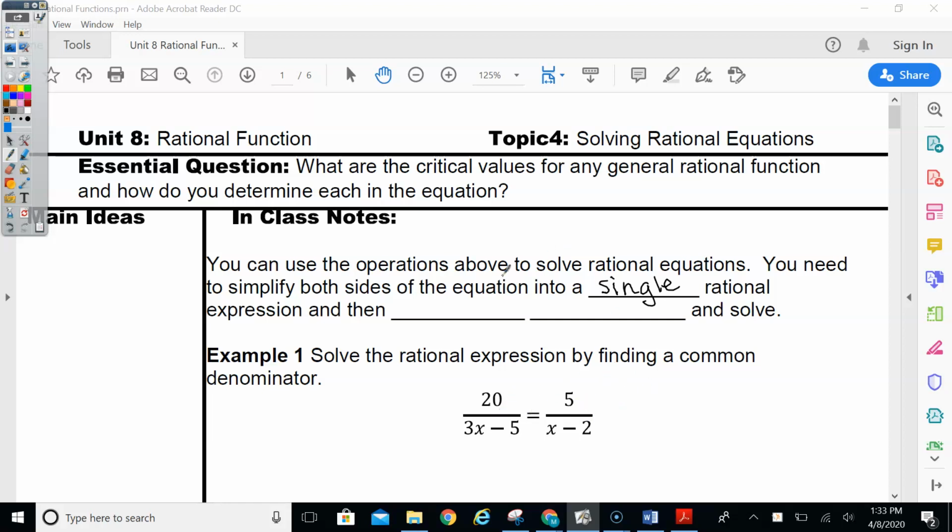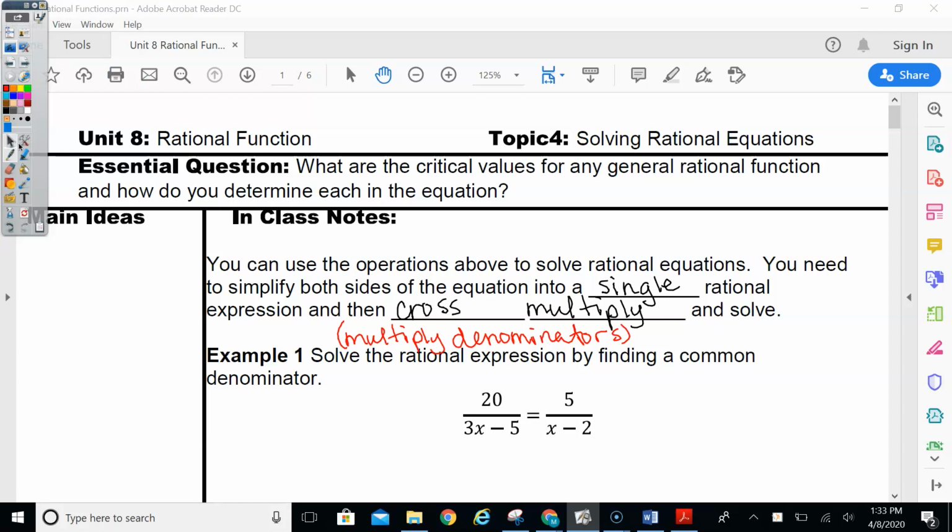Once you simplify it to one fraction, then you can cross multiply to solve. Another way to say cross multiply, because you're not going to see that all the time, because what does cross mean? Some people get their x confused with straight across. So instead of cross multiplying, we're going to say multiply denominators, because that's basically what you're doing when you cross multiply.